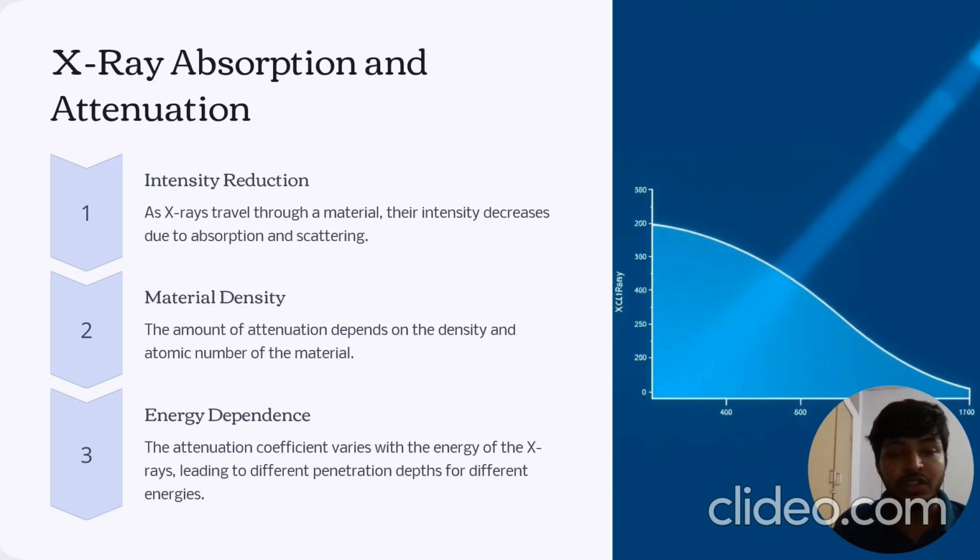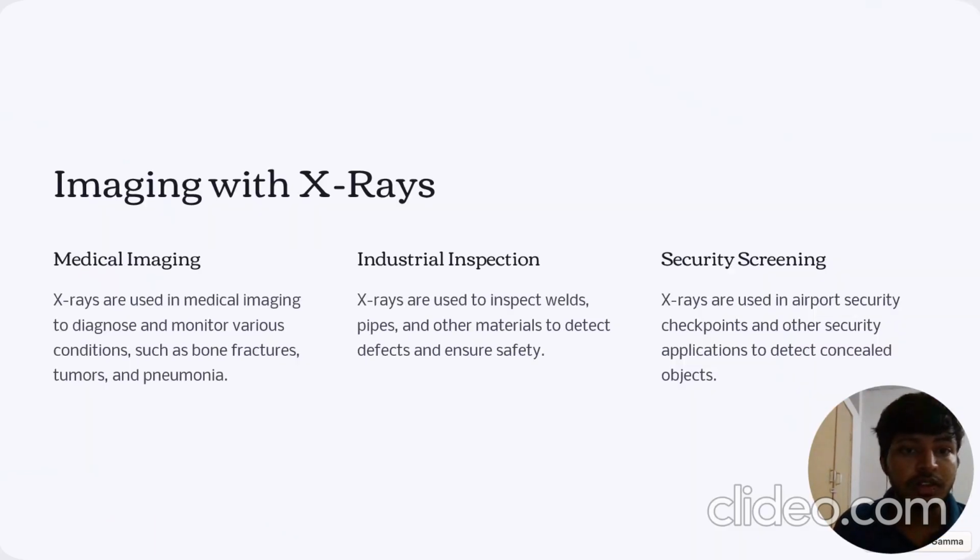Additionally, the attenuation of X-rays is energy dependent, meaning that the attenuation coefficient varies with the energy of the X-ray. Consequently, different X-rays penetrate a material to varying depths, allowing very selective imaging and analysis based on the energy levels. This is very crucial in medical imaging, as we have talked about earlier.